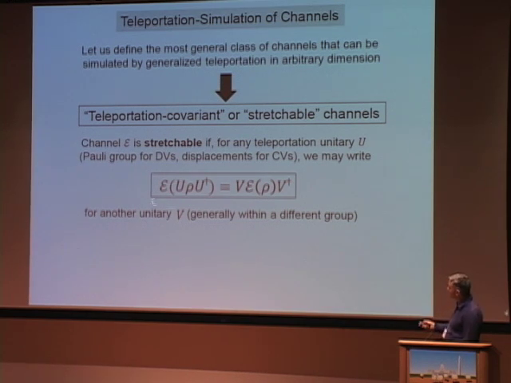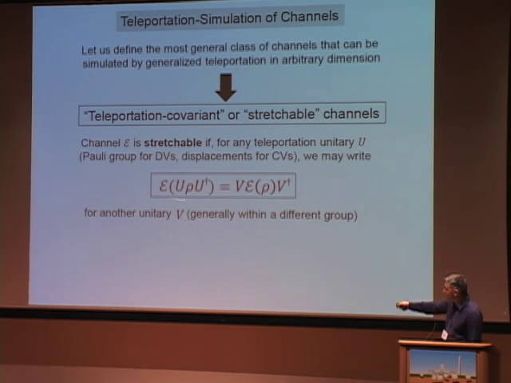So basically, it is covariant with the teleportation unitaries. What happens is that when you perform a teleportation, you don't teleport the state perfectly, but you have a Pauli unitary, or a displacement if you're in continuous variables, to correct. So this is the unitary which is here. Now, you don't correct the state, but you consider the output of the channel.